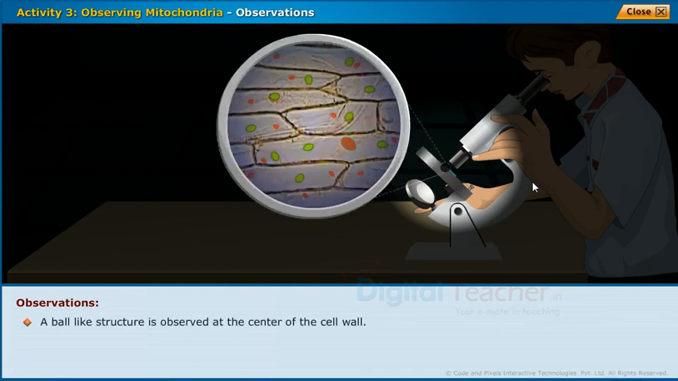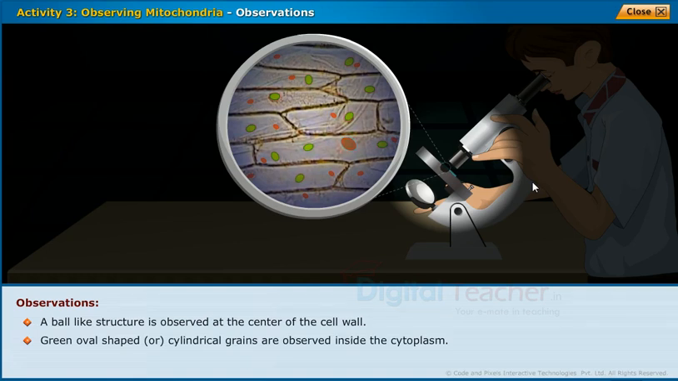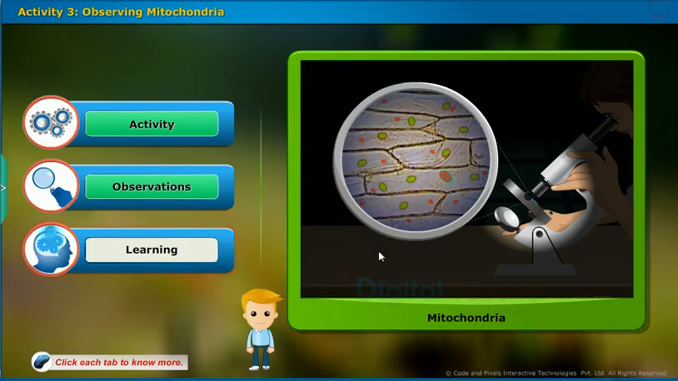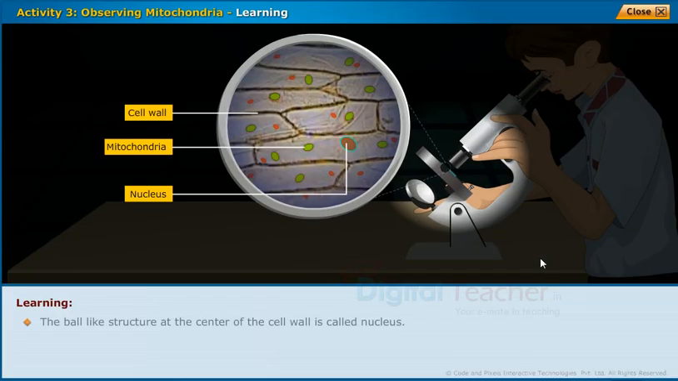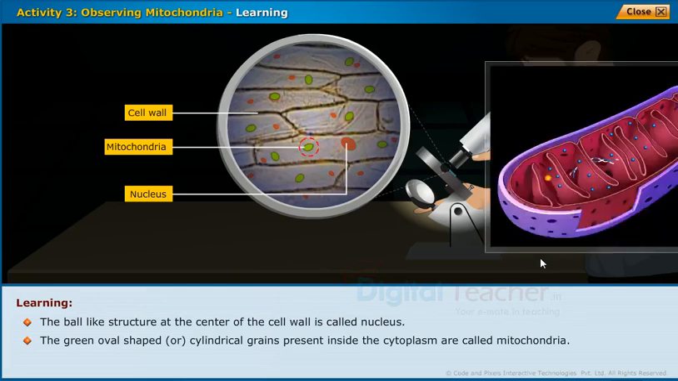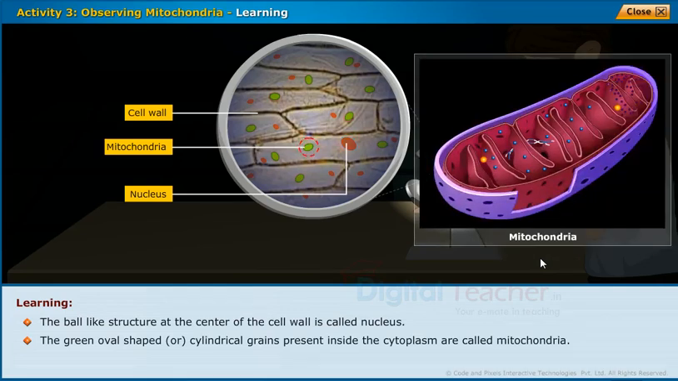A ball-like structure is observed at the center of the cell wall. Green oval-shaped or cylindrical grains are observed inside the cytoplasm. The ball-like structure at the center of the cell wall is called the nucleus. The green oval-shaped or cylindrical grains present inside the cytoplasm are called mitochondria.